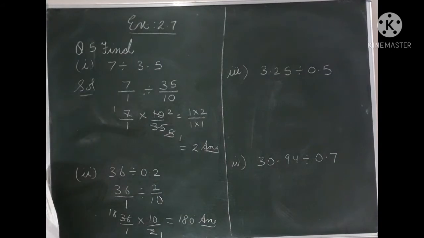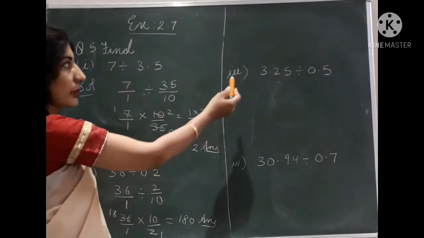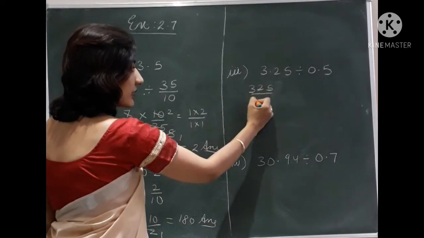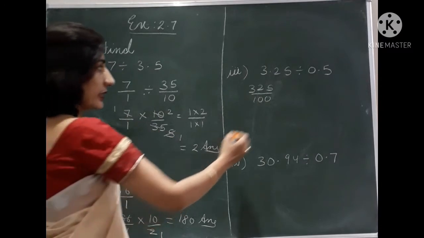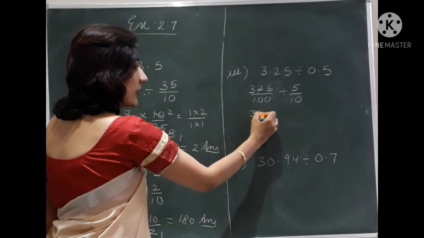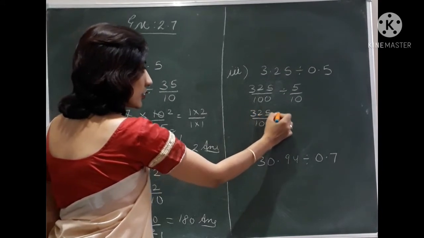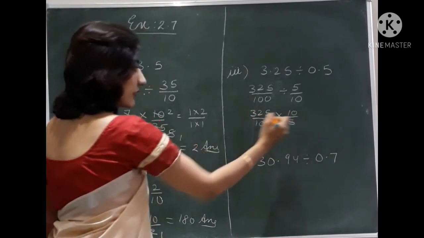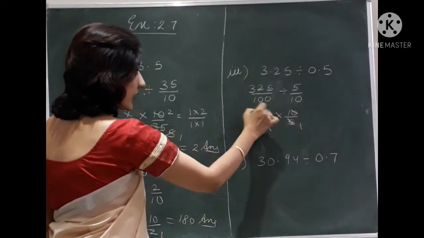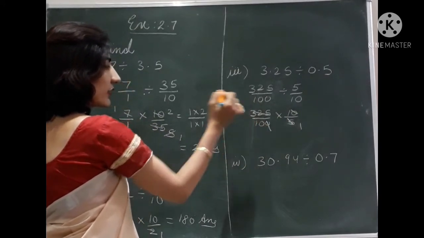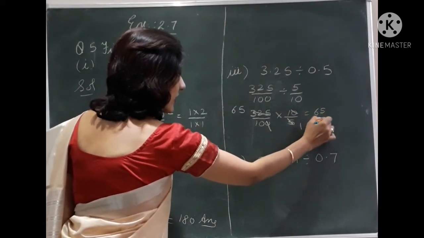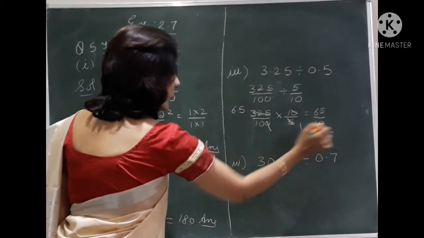Third part is division of a decimal number by a decimal number. 3.25 divided by 0.5. 3.25 can be written as 325 upon 100 divided by 0.5 will be written as 5 upon 10. So 325 by 100 will remain as such, multiplied by 10 upon 5. Now you can do the cancellation. 10 will cut with 10, 5 ones are 5, 5 sixes are 30 and 5 fives are 25. So I am left with 65 upon 10. 65 upon 10 is equal to 6.5.